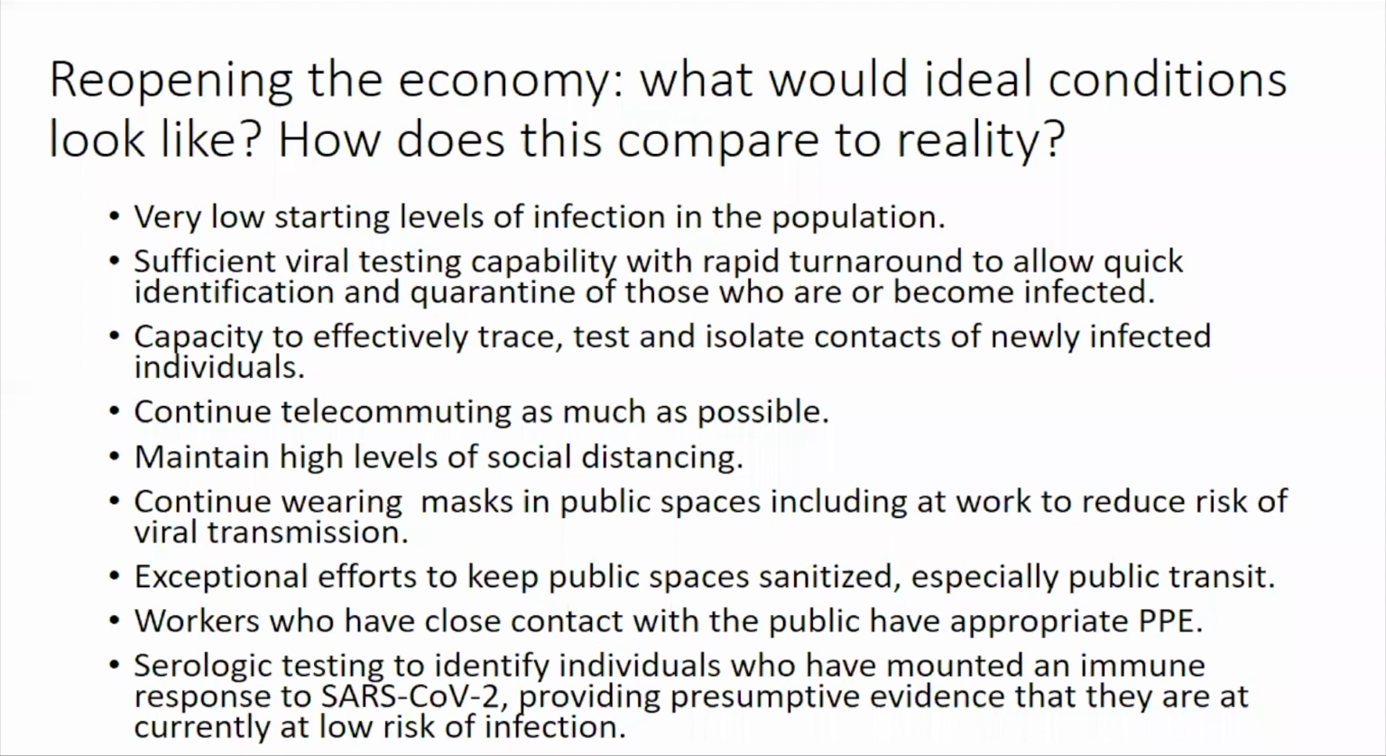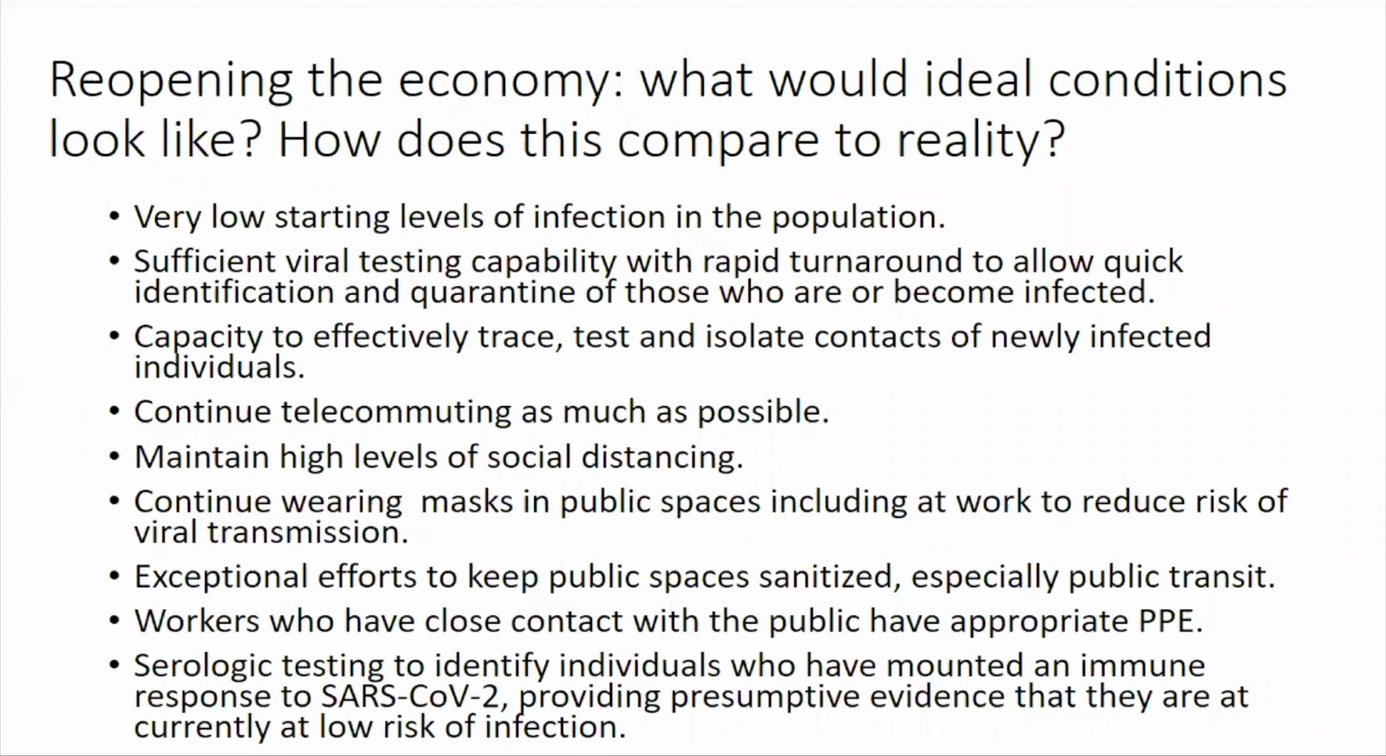You would like there to be sufficient testing capability with rapid turnaround to allow quick identification and quarantine of those who are or who become infected. Right now, unless you are in a hospital, the turnaround for tests averages 4 to 7 days. These are not rapid turnaround tests that allow public health workers to see that people are isolated from their family members and others to prevent the spread of infection. We would really need capacity to trace, test, and isolate commonly infected individuals. We are not prepared to do this at any scale anywhere in the country that I'm aware of, and this is a major gap that needs to be addressed.